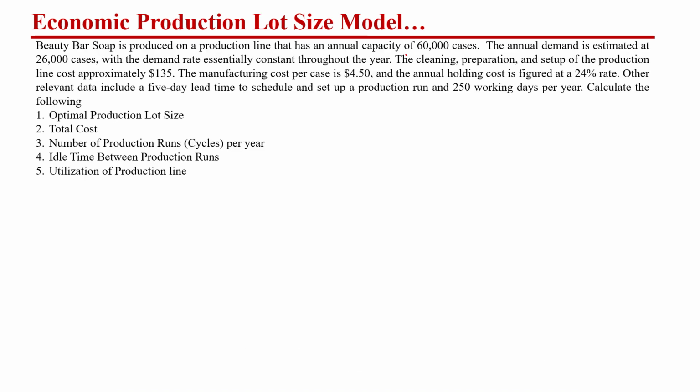Suppose we have the annual capacity equal to this one, and the annual demand equal to this one. The cleaning and preparation setup cost is basically the order cost, which is C naught. The carrying cost we can calculate with the help of this one, which is the manufacturing cost multiplied by the holding rate, which means 4.50 multiplied by 0.24, and the number of days they are working, which is 250 in a year.